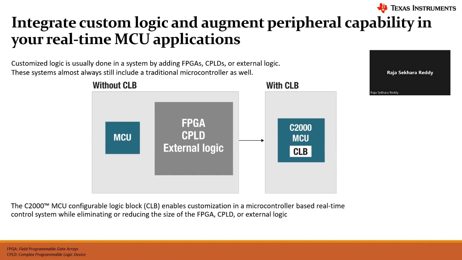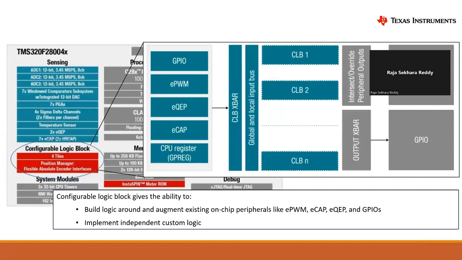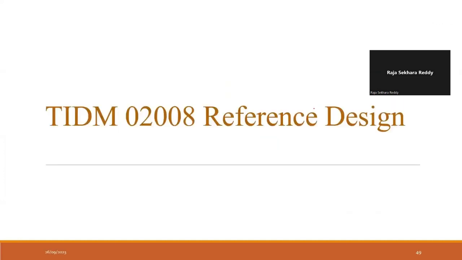Similarly, you can have a configurable logic block, which can be used. That is present inside your microcontroller itself for the C2000 microcontroller. So those things also can help to reduce space in our system. And these configurable logic blocks are also interconnected. Now we will go through the TIDM-02008 reference design.